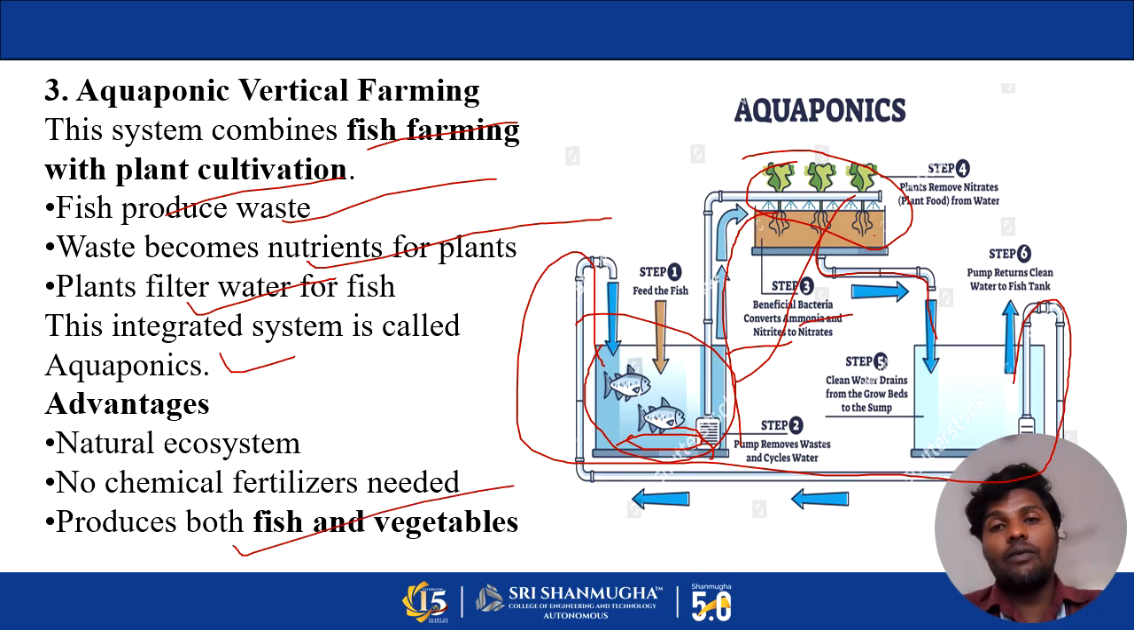We can achieve two things in this system, fish farming and plant cultivation. That is one of the benefits of aquaponic vertical farming. Okay, I hope you understood this type. Then we are going to see the next one.